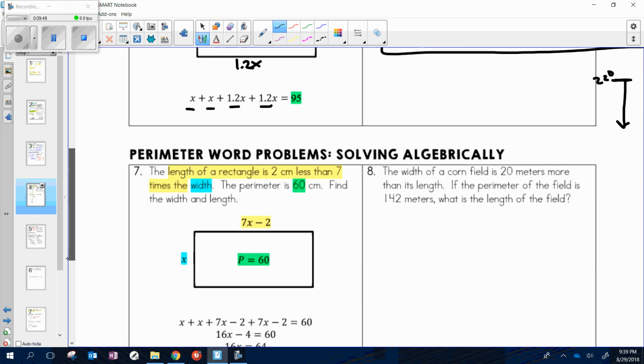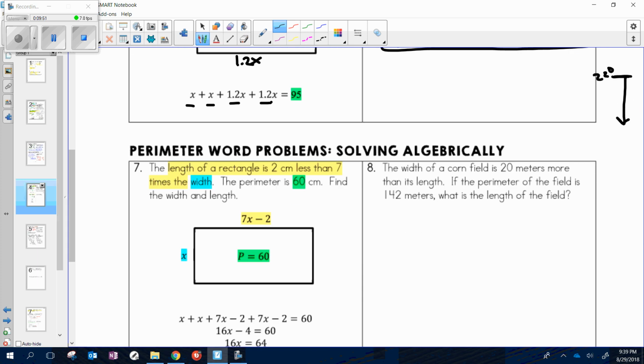Oh, good. Next question. This one has been done for you. If you read it carefully, you'll see where the 7x minus 2 came from. 2 centimeters less, take 2 away, 7 times the width. So x is representing the width, and 7 times that, and take away 2, would be the length.